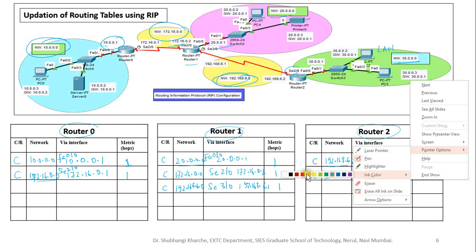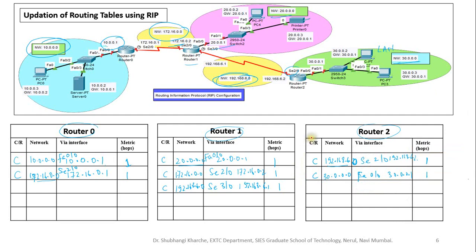Now let us determine the paths which will be learned by the routers using the RIP protocol. The learning will happen through neighbors here. Each of the routers will communicate its routing table entries to its neighbors. Router 0 will communicate the routing table entries with router 1. Router 1 will send the routing table updates to router 0 as well as router 2, and router 2 will communicate the routing table entries to router 1. And thus the learning will happen using the RIP routing protocol.